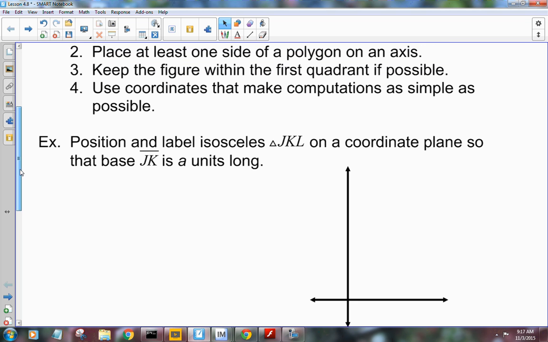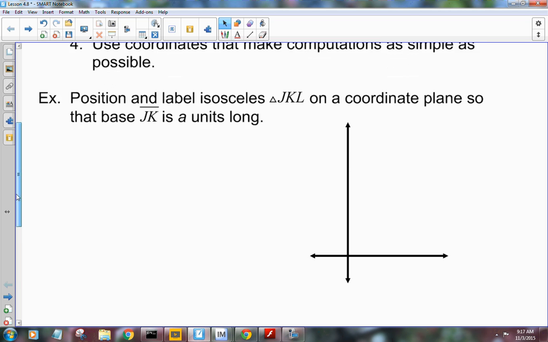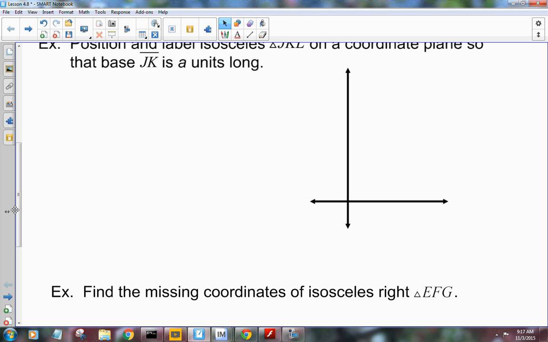Step 3, keep the figure in the first quadrant if possible. If you can keep it over here, everything's positive. And then use coordinates that make computations as simple as possible. Now, you'll understand what I mean by that when I actually show you a coordinate proof, okay? Alright, before I do this one, there's just a couple of things that I need to show you, okay?